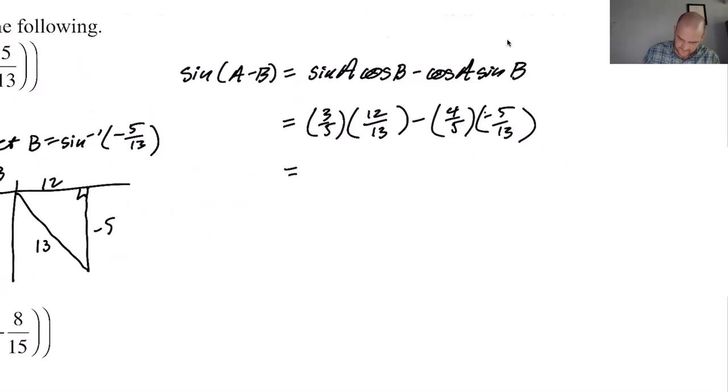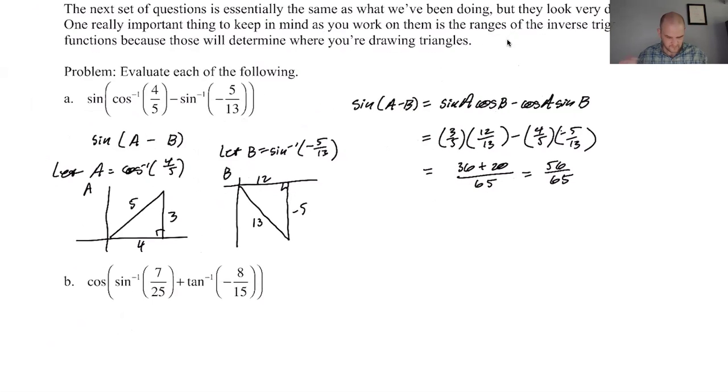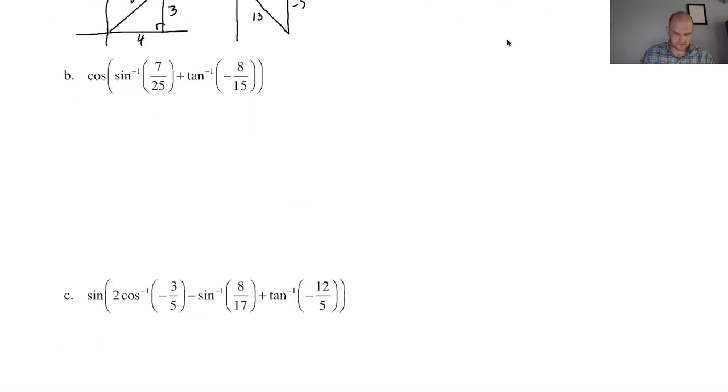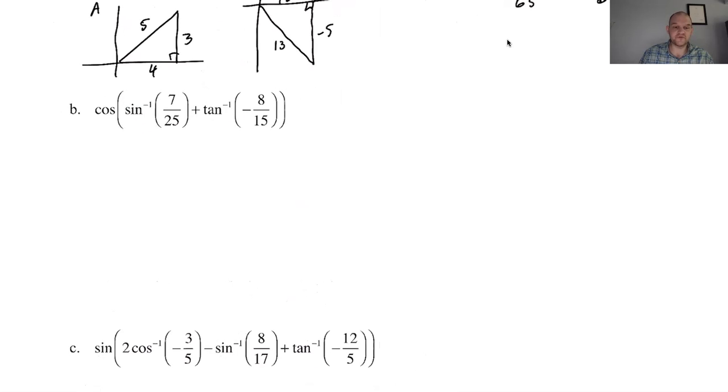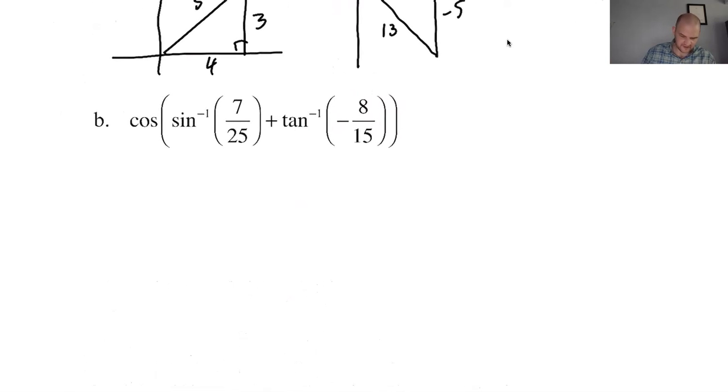And then this, what's this? 36 plus 20 over 65. So 56 over 65. So that's how we can do these problems. And then they don't really need to get any more complicated than that. Let's see if we can do this one. They don't need to, but if you look ahead to part C, you'll see I made it more complicated, even though it didn't need to be more complicated. So, you're welcome. That's the kind of thing that I provide.